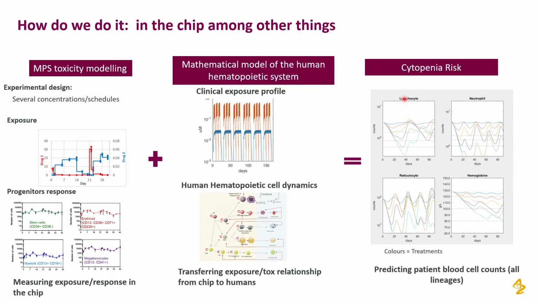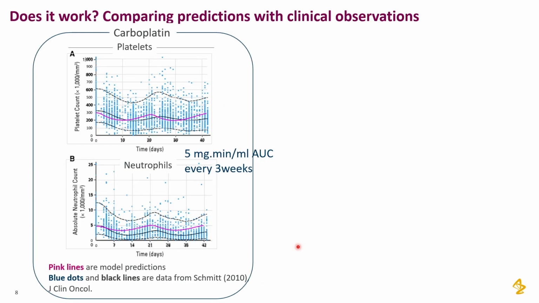And with that, we predict all the blood counts in patients: lymphocytes, neutrophils, reticulocytes, hemoglobin, at the different schedules. So we can select those schedules that maintain efficacy but decrease toxicity by modifying, just alternating the drugs, or introducing breaks or holidays in the drug administration. And the important thing is that we can do this before clinical trials have started.